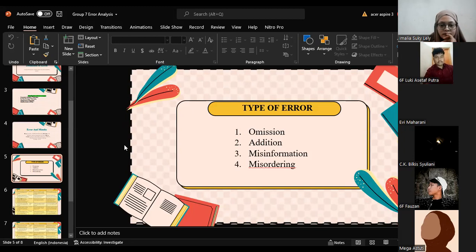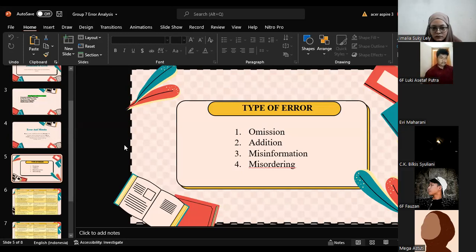The third is misinformation. Misinformation errors are characterized by the use of the wrong form of the morpheme or structure, while in omission errors, the item is not supplied at all. In misinformation errors, the learner supplies something, although it is incorrect. There are three types of misinformation error. The first, regularization errors, the second, archi-forms, and the last is alternating forms.